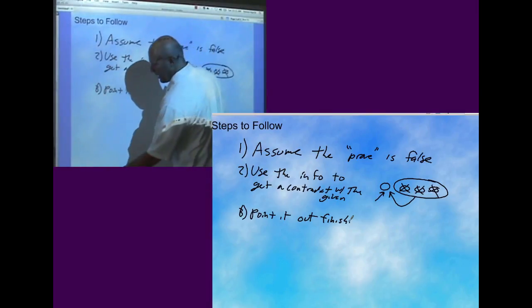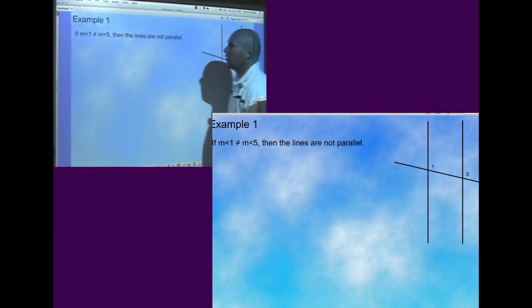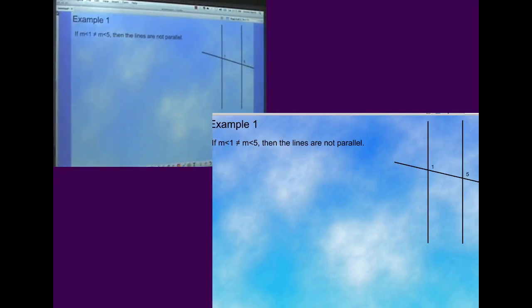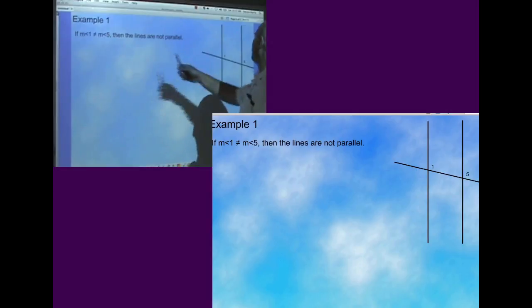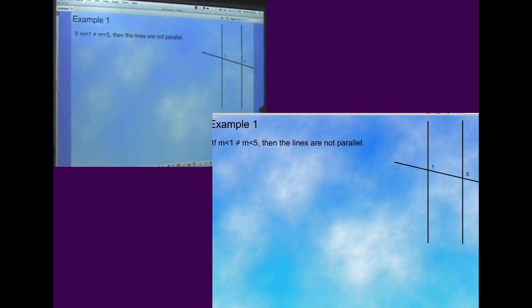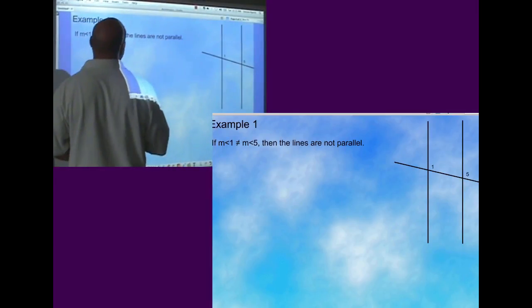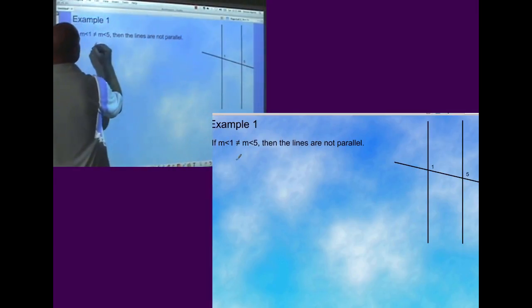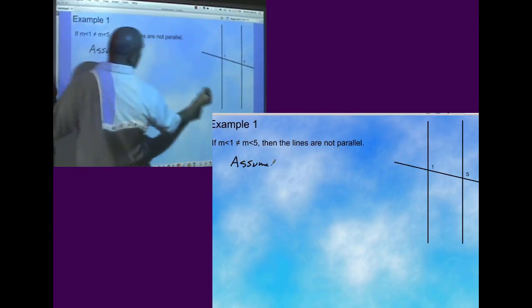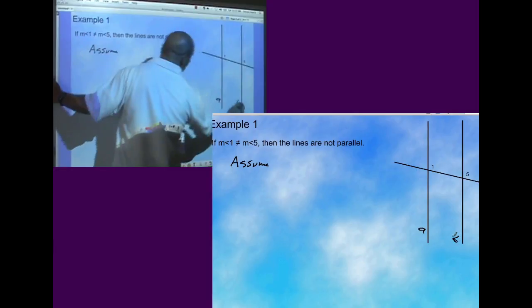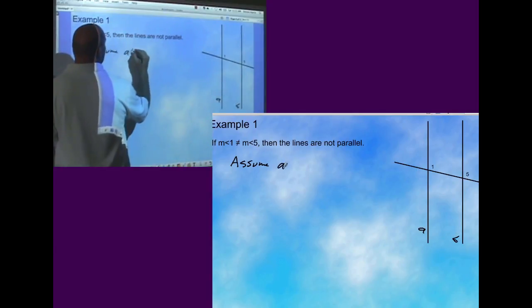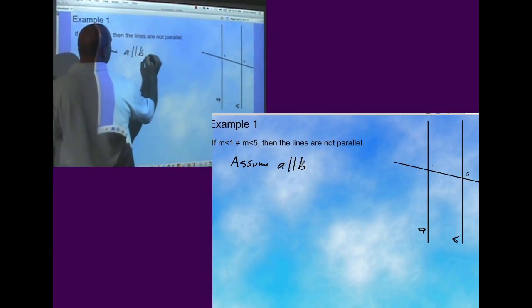This proof will finish like any other proof, and that is it has to finish with what you're trying to prove. All right, so here what we've got going is we're assuming angles 1 and 5 are not equal. We're going to prove that the lines are not parallel. All right, so I'm going to do proof by contradiction. Use paragraph form this time. So I'm going to say assume, and I'll go ahead and throw names on here. Let's call it A and B. So assume A is parallel to B.